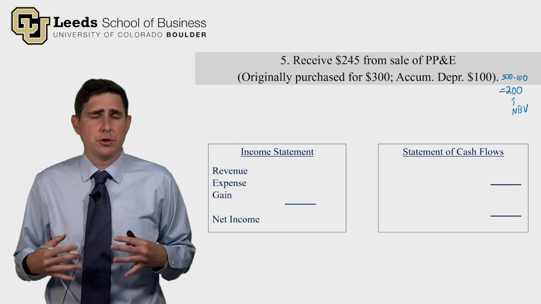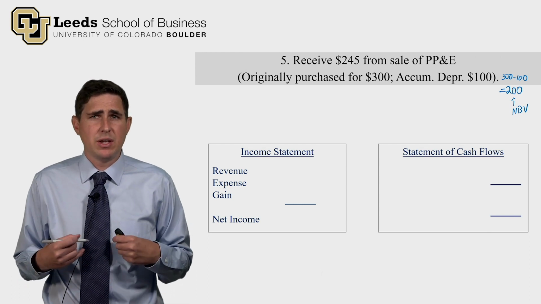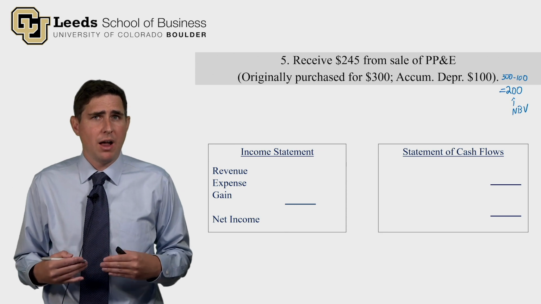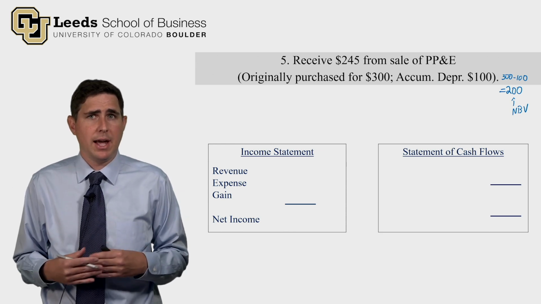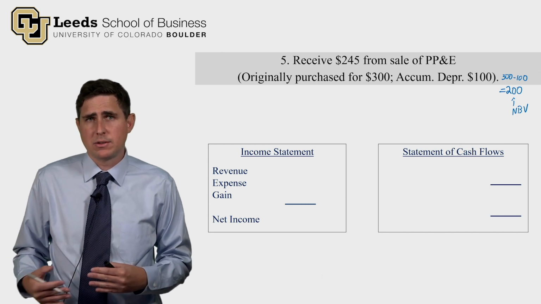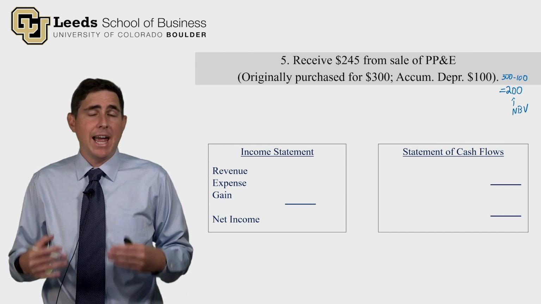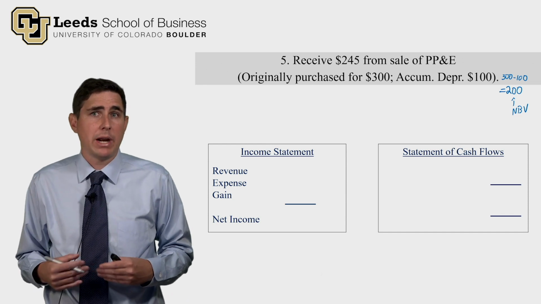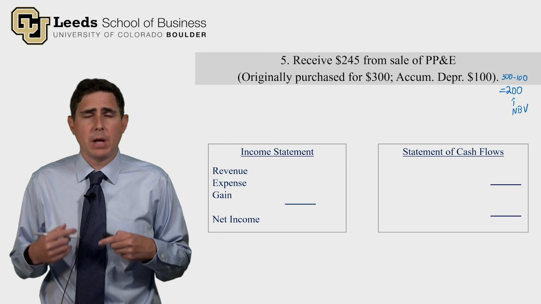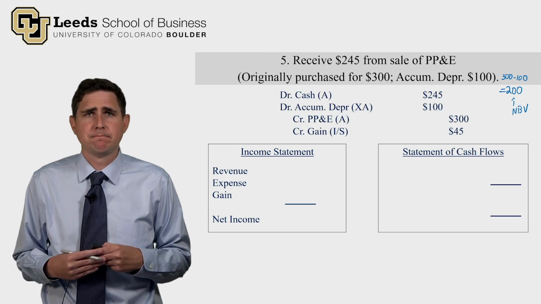And before we get into the journal entry and everything else, let's just think of the intuition here. We're selling something for $245. We're getting $245 in cash. Its book value was $200 on our books. So we're going to have a gain here on this sale. We're going to have a $45 gain. Now let's look at the journal entry to take a close look at it.